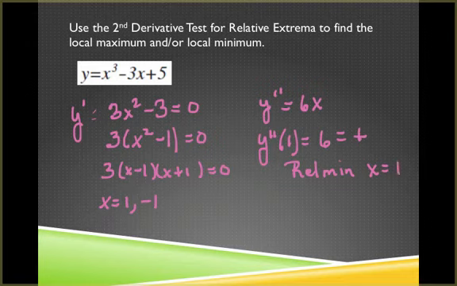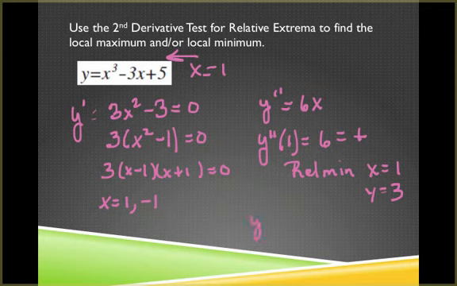Now, if I wanted to know the y value, I would go back and substitute in to get the y. To do that, if I put 1 into my original equation, I'm going to get 1 cubed would be 1, minus 3 and plus 5. 1 minus 3 would be negative 2, plus 5 would be 3. So my relative min occurs at the point (1, 3).